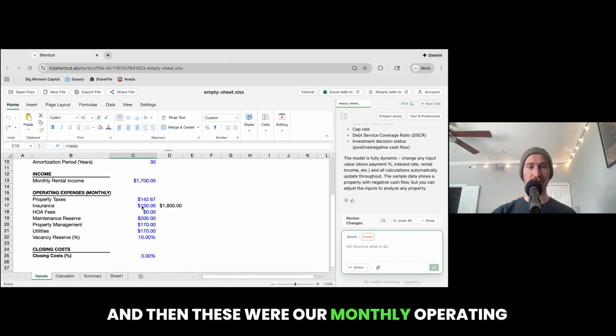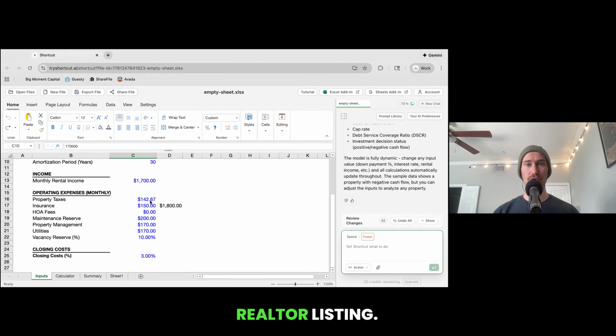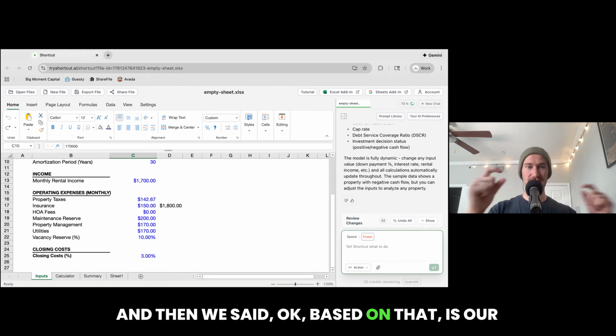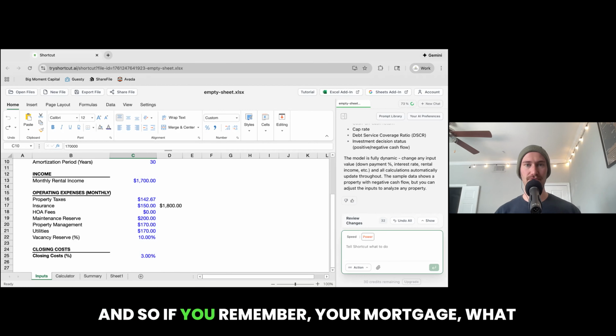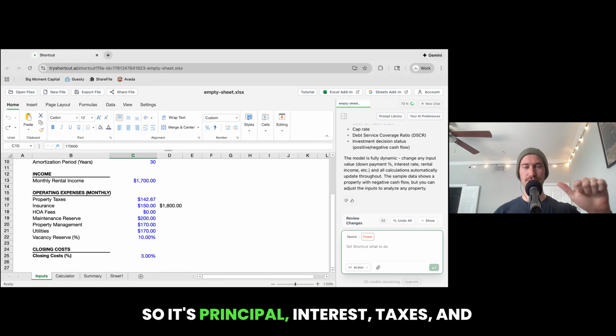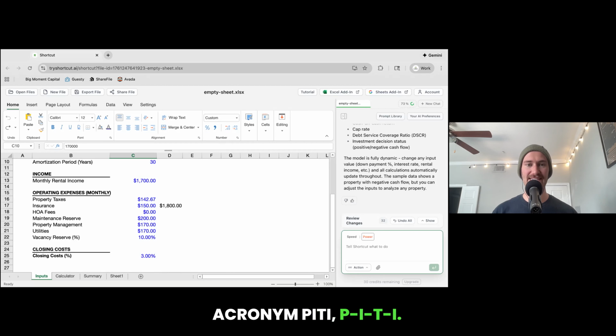And then these were our monthly operating expenses. So property tax and insurance we got from the realtor listing. Remember, we found our total payment, and then we said, okay, based on that, what is our mortgage going to be? What is our property tax, et cetera? And if you remember, what most people call their mortgage is actually 4 different things. So it's principal, interest, taxes, and insurance, which you can use the acronym PITI, P-I-T-I.